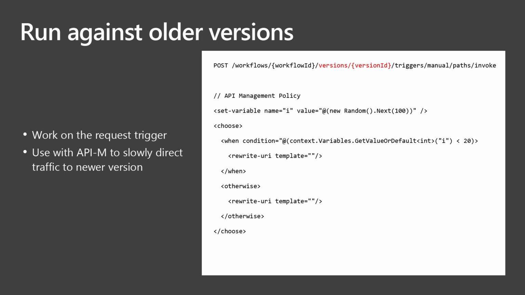So the first line in the code snippet is how you can get a callback URI, or the request trigger URI, for a particular version of the logic app. The only thing you have to add is the version. So you do a POST, and then you're good to go.